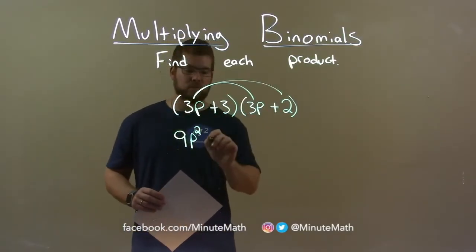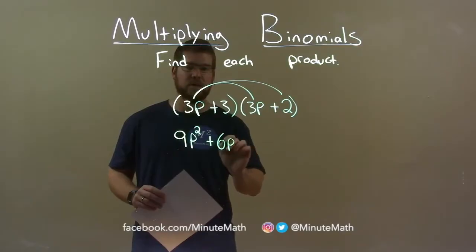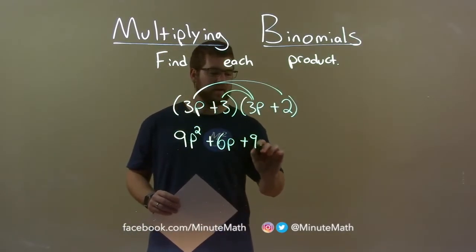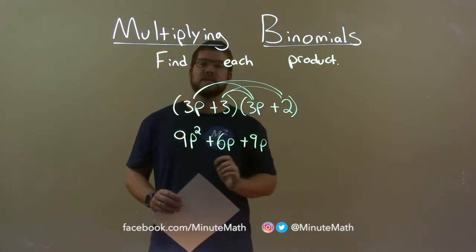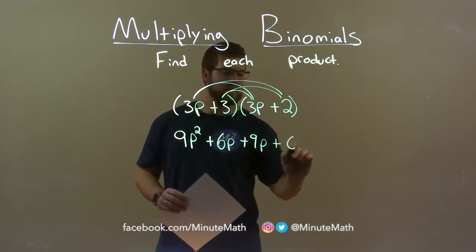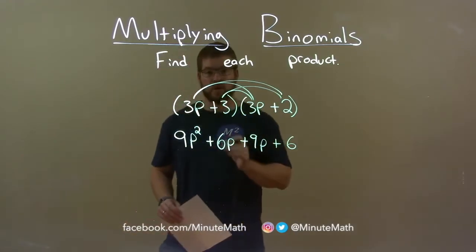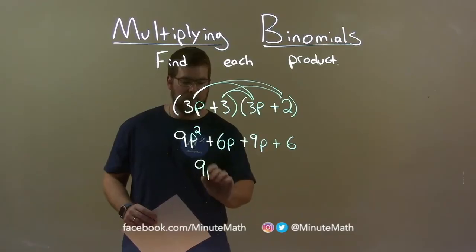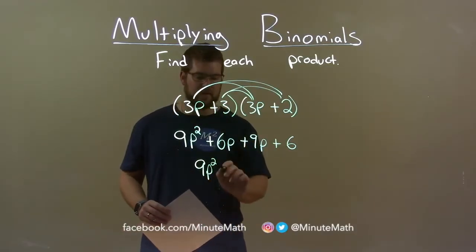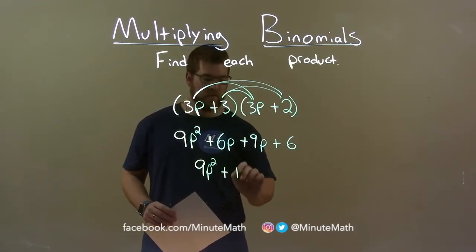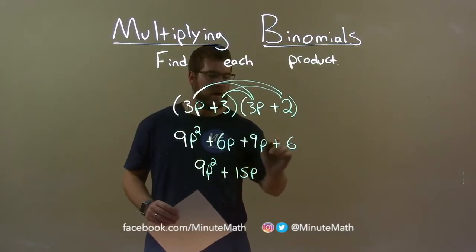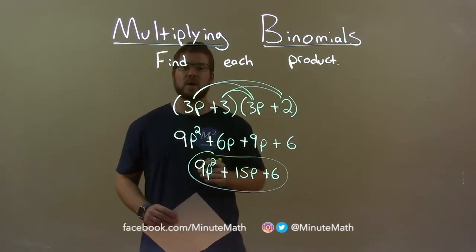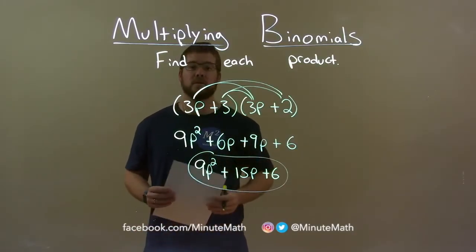3p times a 2 is a 6p. 3 times 3p is a 9p. And 3 times a 2, for the last part, is a 6. We want to combine our like terms, which is the 6p and the 9p. 9p squared comes down, and 6p plus a 9p is a 15p. And then we bring down the plus 6, and so our final answer is 9p squared plus 15p plus 6.